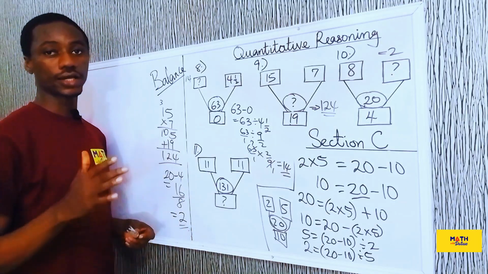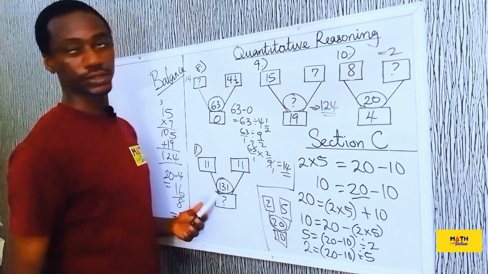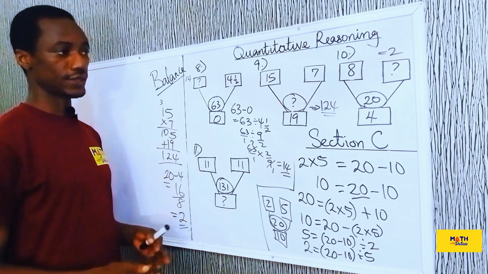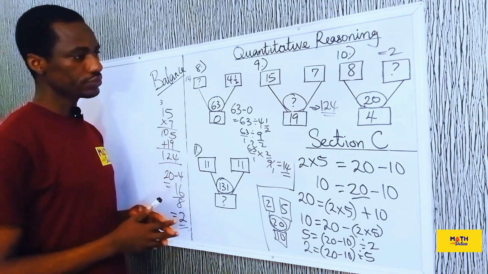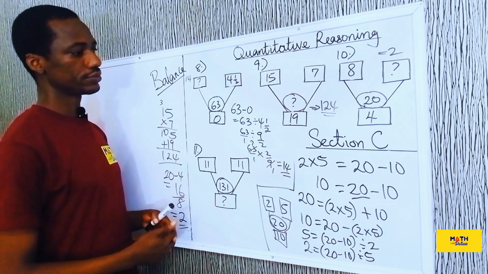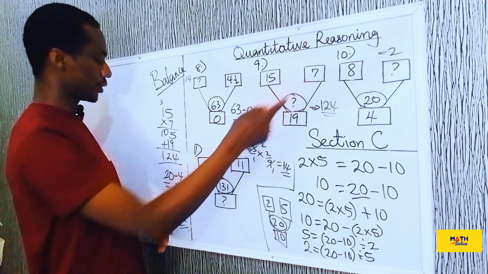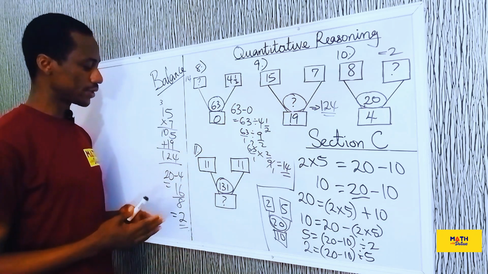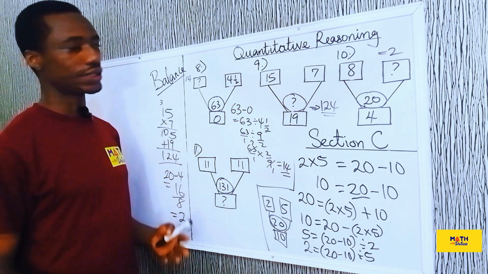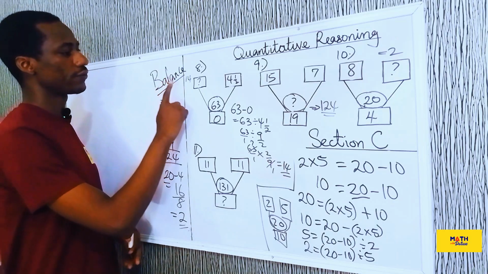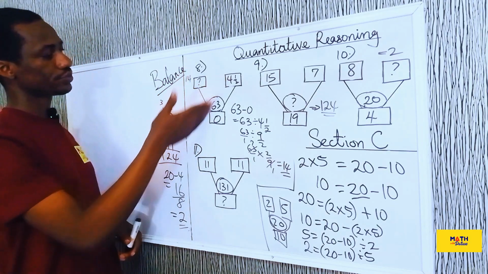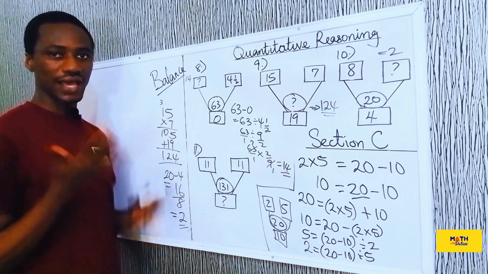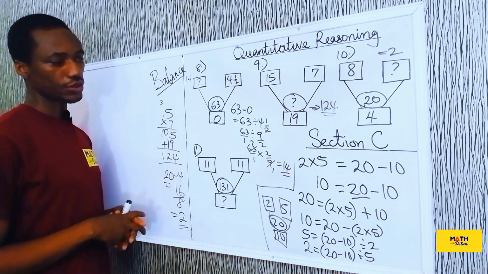So you can always check: 8 times 2, 16. 20 minus 4, 16. Checked. Balance. All right. Have you seen the balance I was talking about? 15 times 7 is 105. And if you do 124 minus 19, you're also going to get 105. So the same thing here, 14 times 9 over 2 will give you 63, and 63 minus 0. So that's a way to check if your answer is correct.